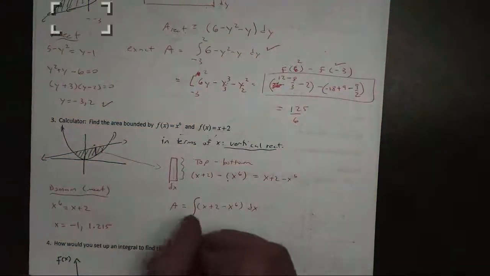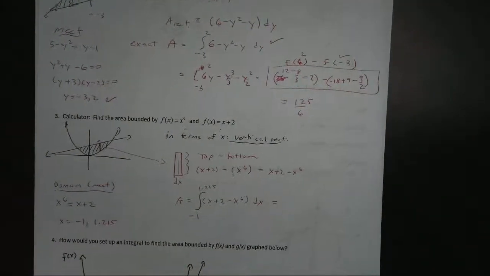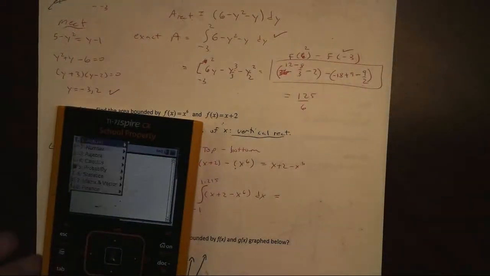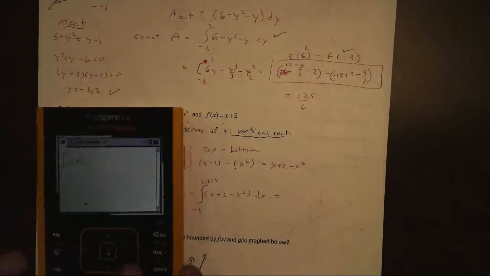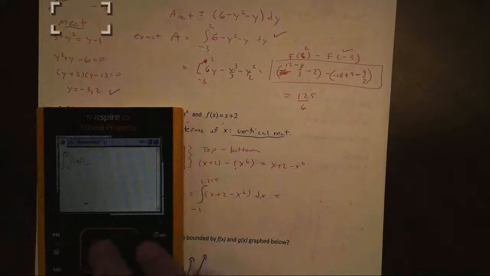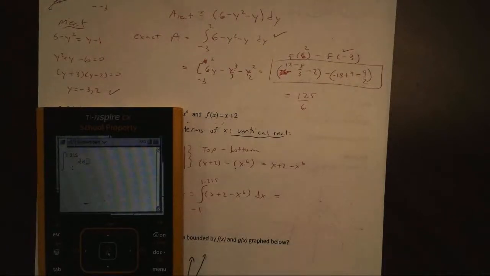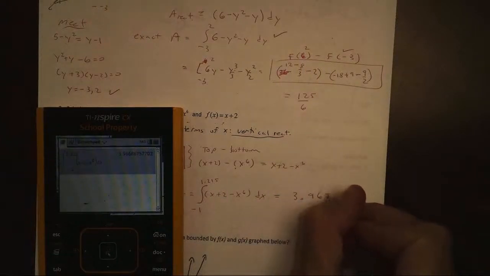And that's what I put in here: -1 to 1.215. And now I can calculate that area. And I'm going to do that in the home screen, homies. Math, 4.2. And I just type it in exactly as it looks. -1 to 1.215. I just type in my equation: x plus 2 minus x to the 6 dx. I hit enter, and we get 3.967.